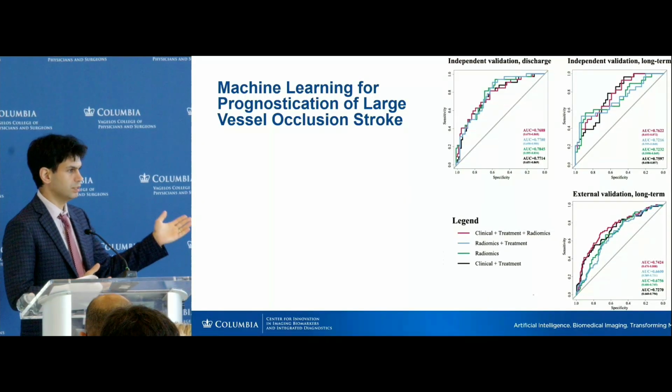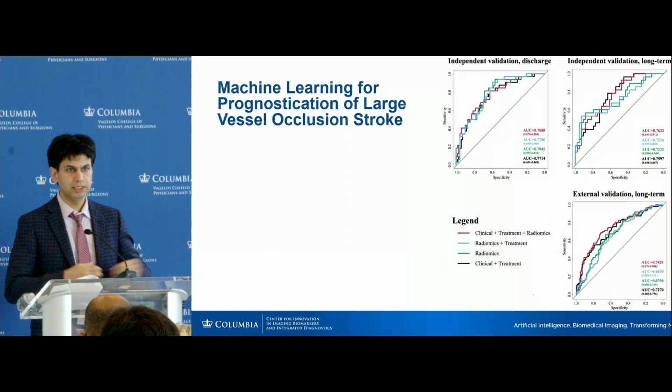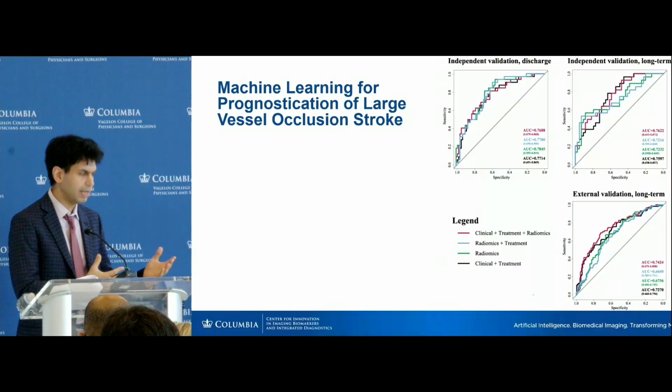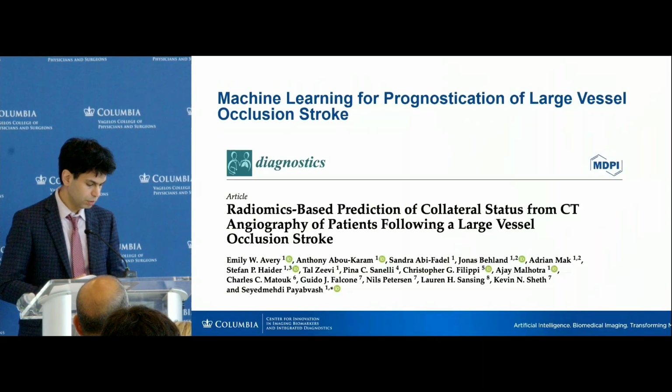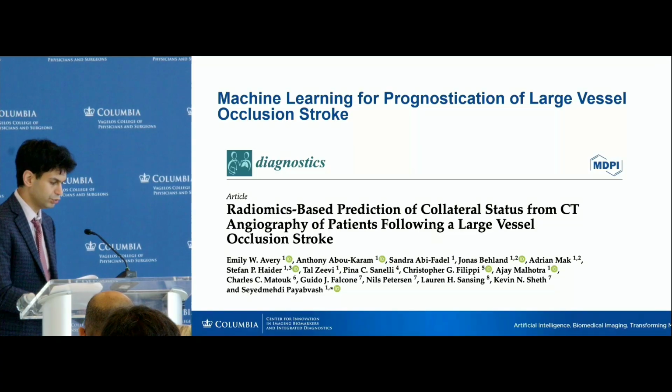And this was what happened after reperfusion. And the program will tell you, this is how the patient is going to do 1 week later. This is how they're going to do 3 months later. And we can tailor treatment based on that.